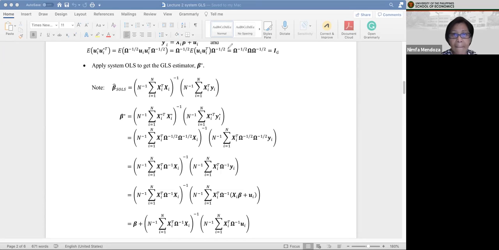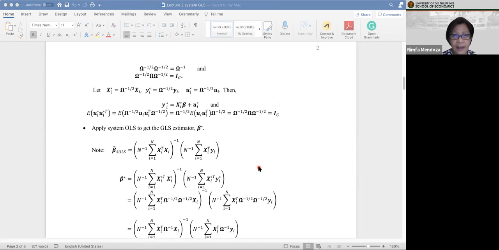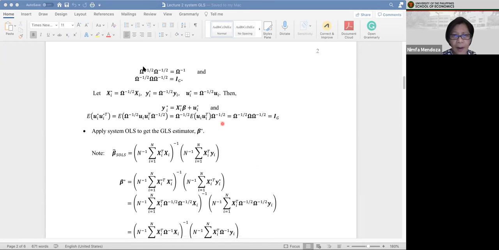But the way omega to the minus 1/2 is constructed, omega to the minus 1/2 times omega to the minus 1/2 would give us the inverse of omega. Therefore, this line reduces to this. We have it here. Omega to the minus 1/2 times omega to the minus 1/2 is omega inverse.